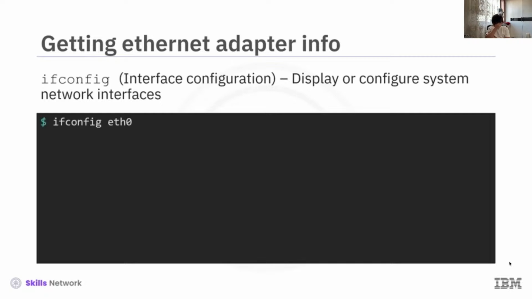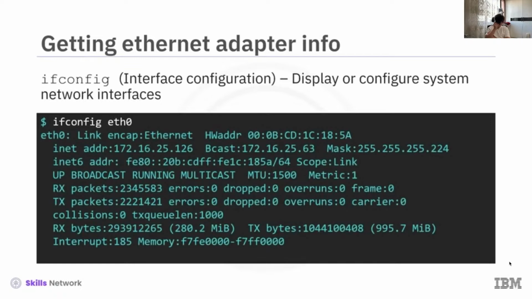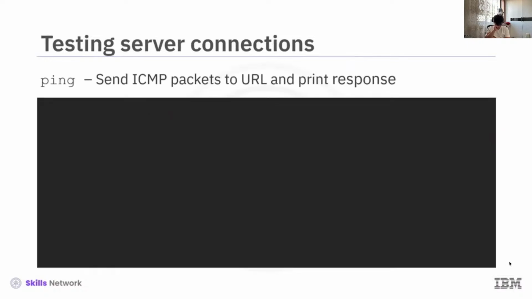Entering ifconfig eth0 returns information about your Ethernet adapter, such as its internet address, the number of packets received, including counts of errors and dropped packets, the same metrics applied to transmitted packets, and the total amount of data received and transmitted. You can use the ping command to test connectivity to a host or IP address.